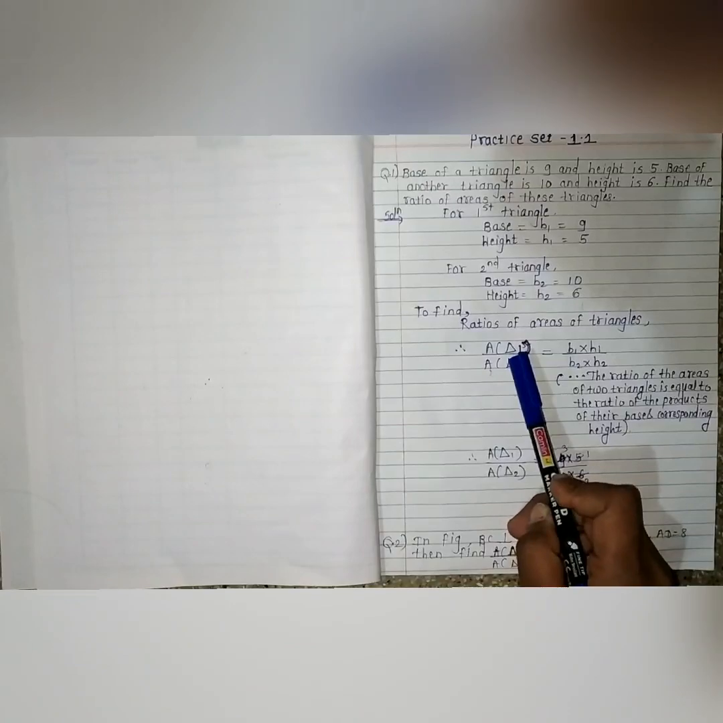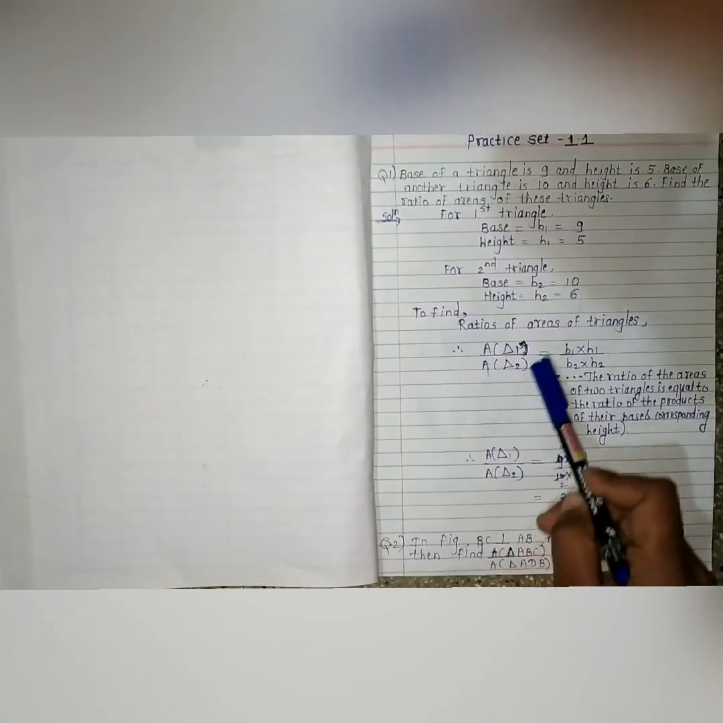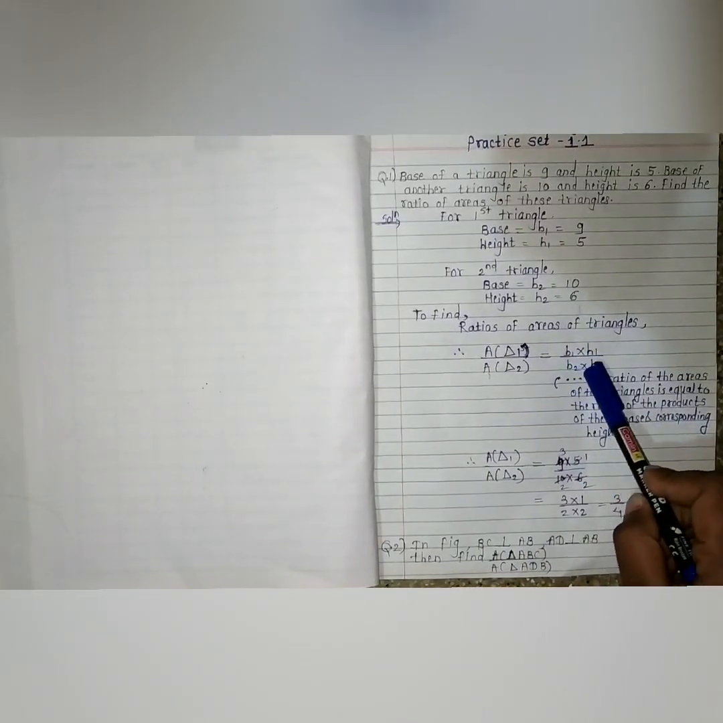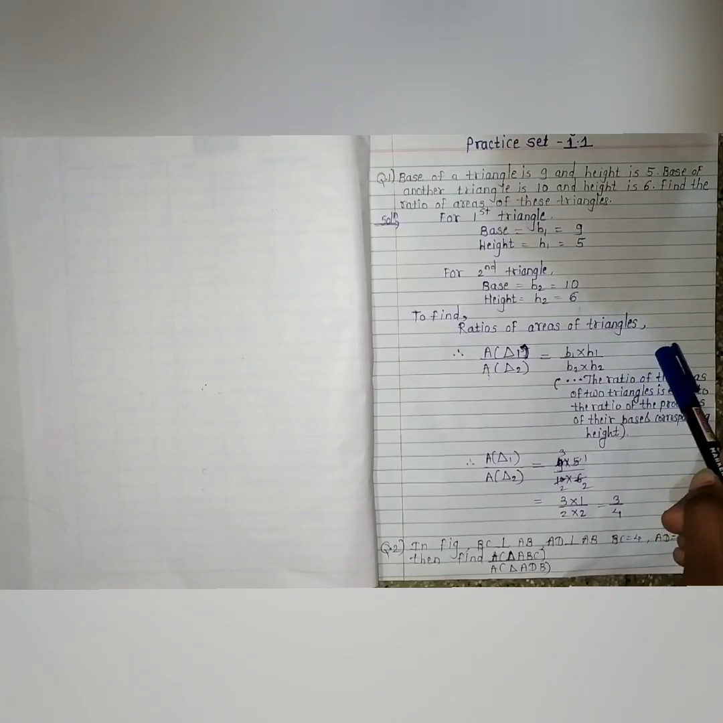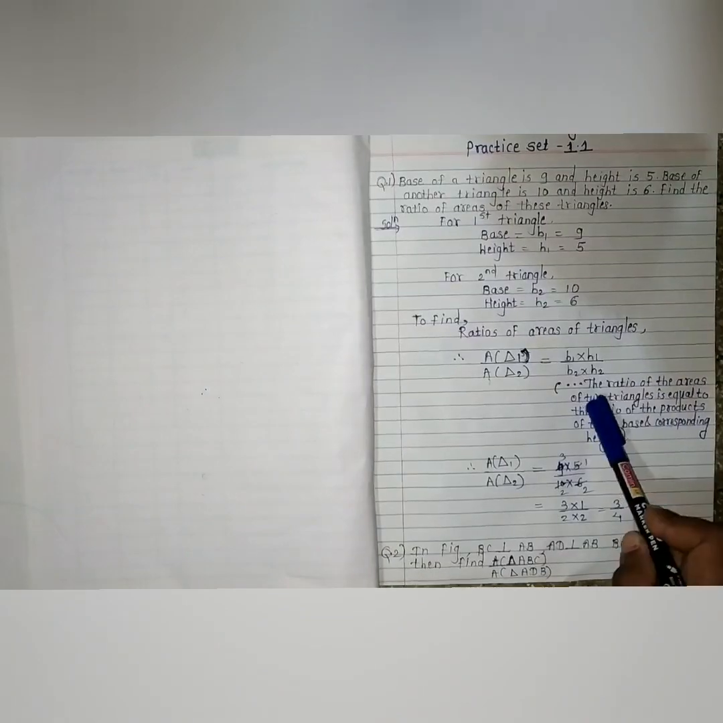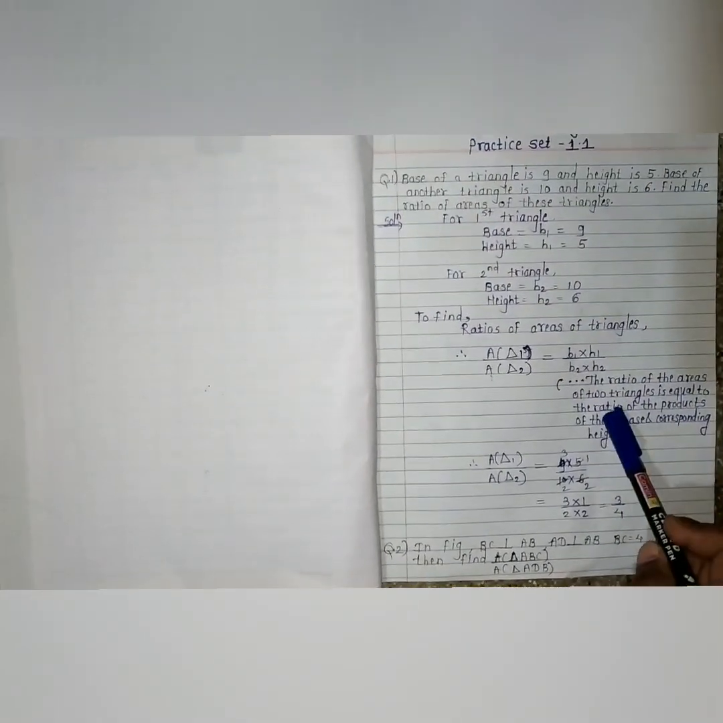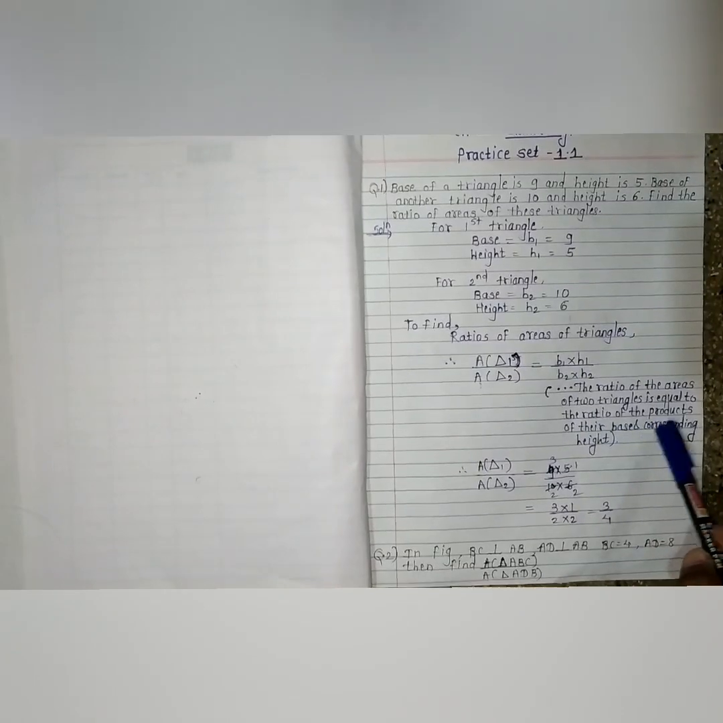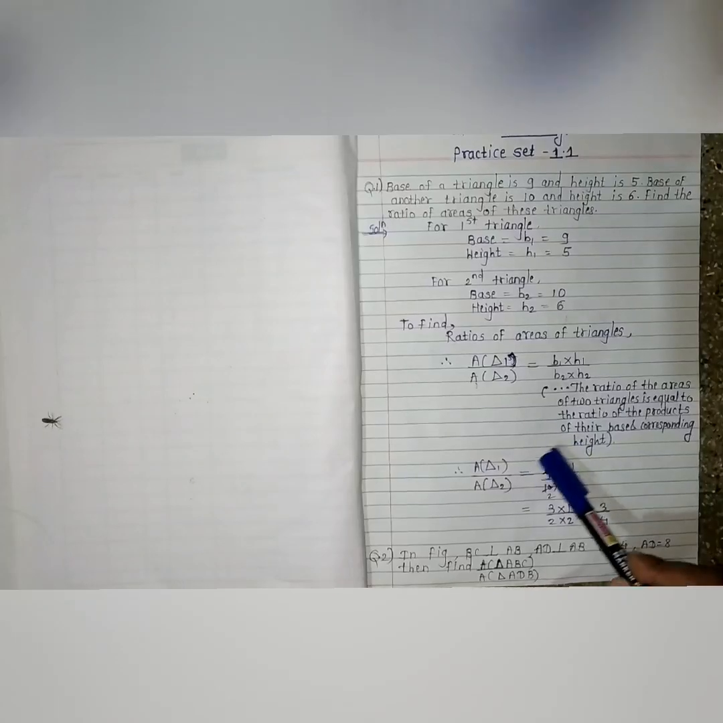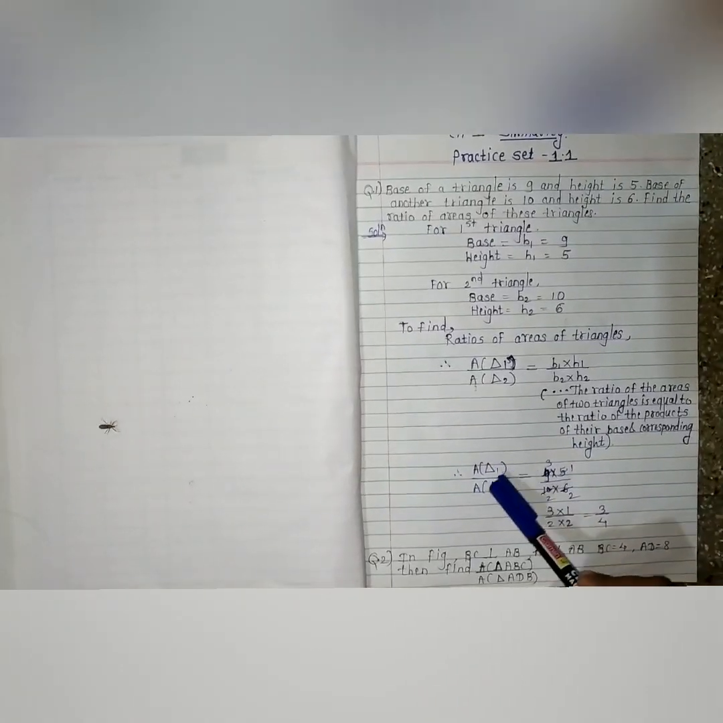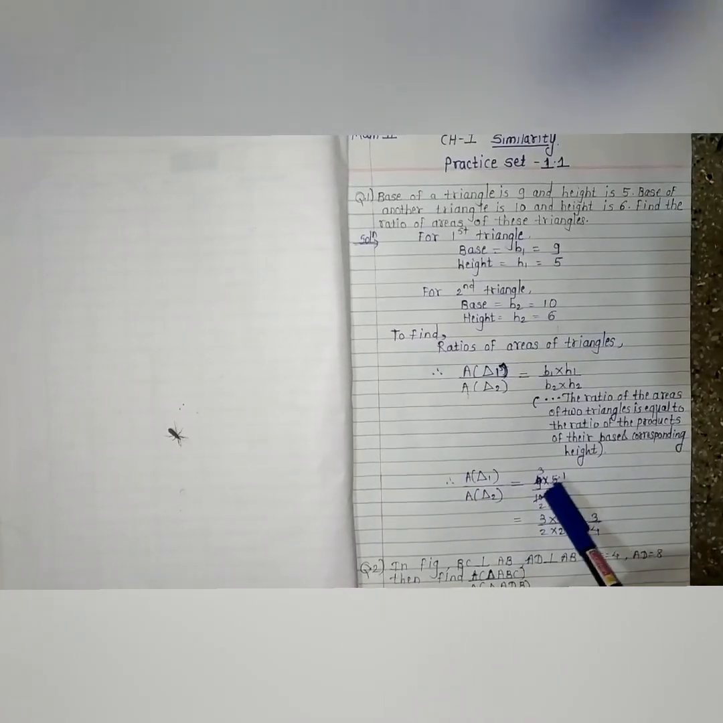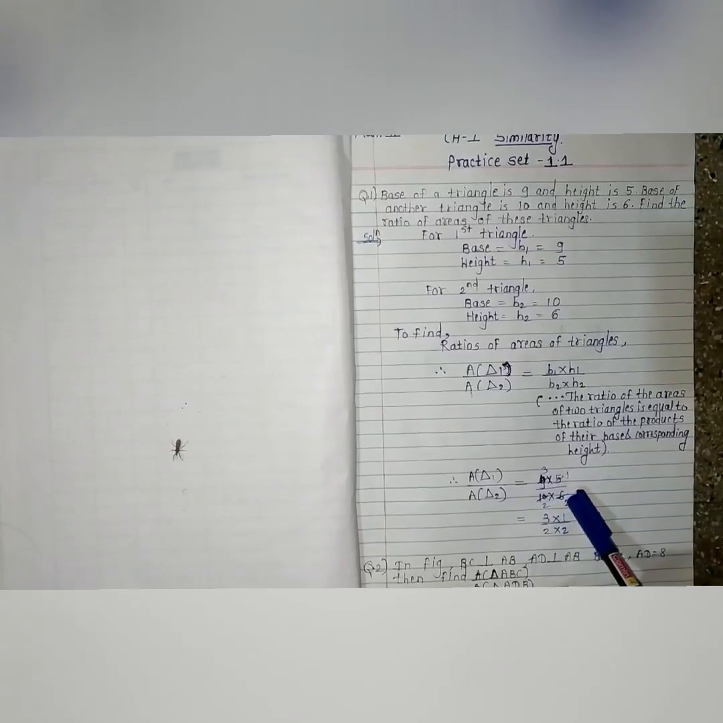Area of triangle 1 upon area of triangle 2, which means the ratio of the areas of triangles 1 and 2, is equal to B1 into H1 upon B2 into H2. By using statement 1, the ratio of the areas of two triangles is equal to the ratio of the product of their bases and corresponding heights. Therefore, by substituting the values, the ratio of the areas of triangles 1 and 2 is equal to 9 into 5 upon 10 into 6.